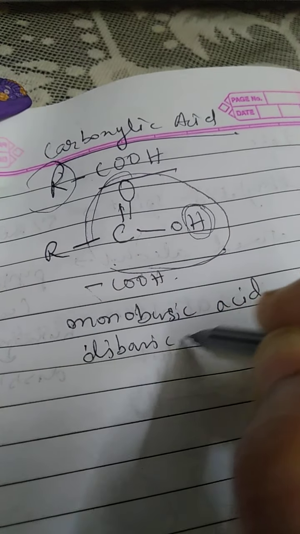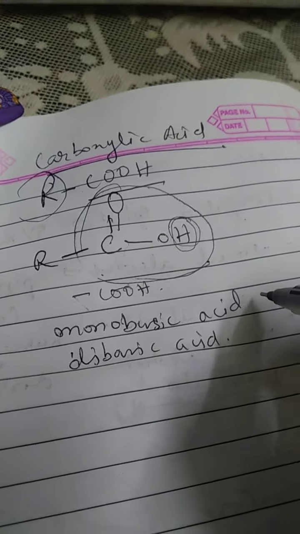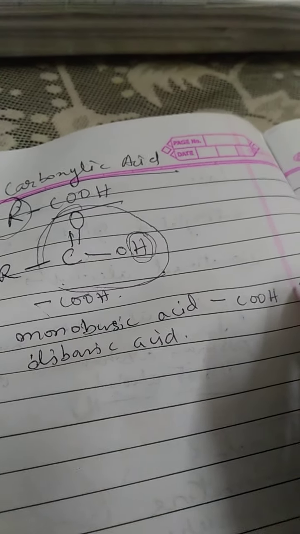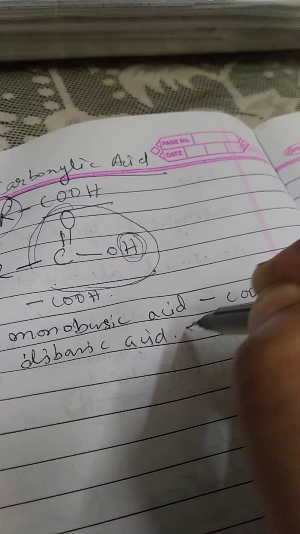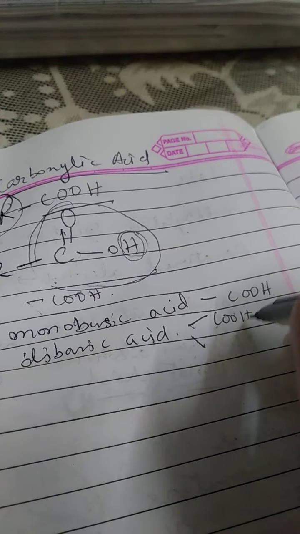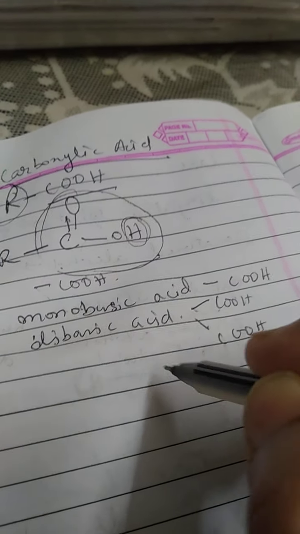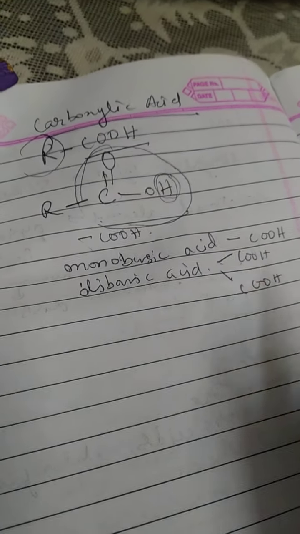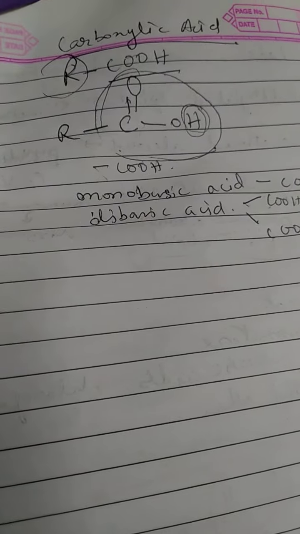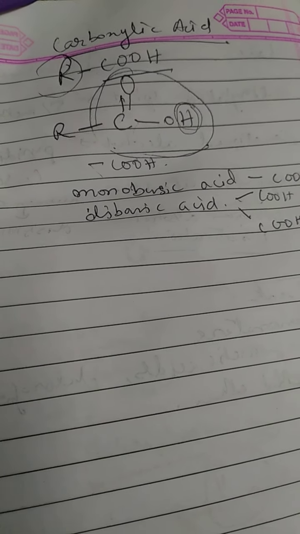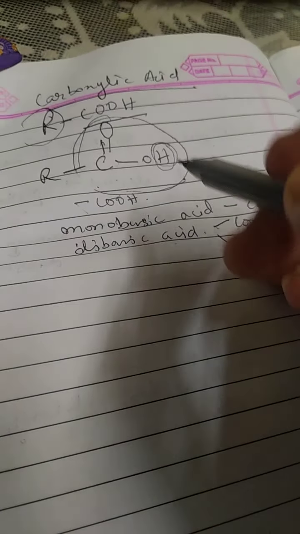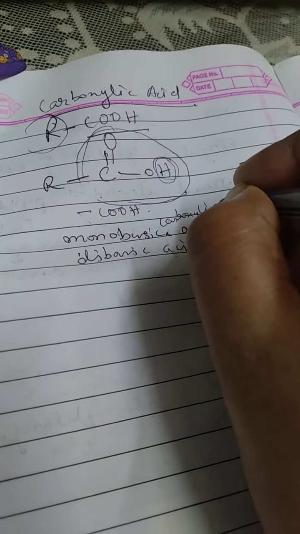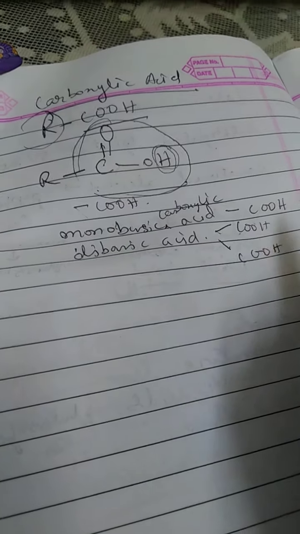Dibasic acid. So in case of an organic monobasic acid, it has one COOH group. Here it will have two COOH groups. Okay. A tribasic acid will have three COOH groups in one molecule of that acid. So on that basis it has been grouped. Now this is a monobasic carboxylic acid, and I am talking about a dibasic carboxylic acid.